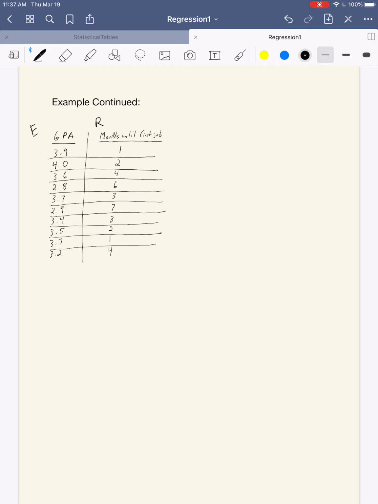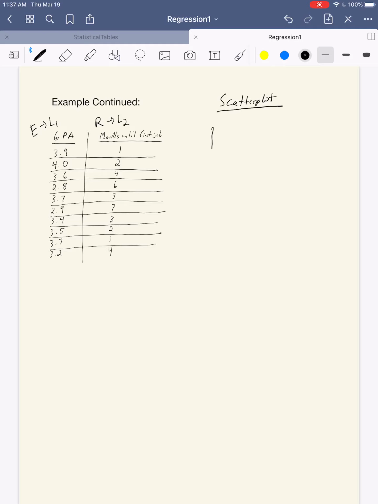In preparation for calculating the correlation coefficient using our calculator, we should also put this explanatory data into L1, and we should put the response data into L2. All right. In the meantime, though, we'll go ahead and draw our scatter plot. So let's go ahead and just draw that in here.